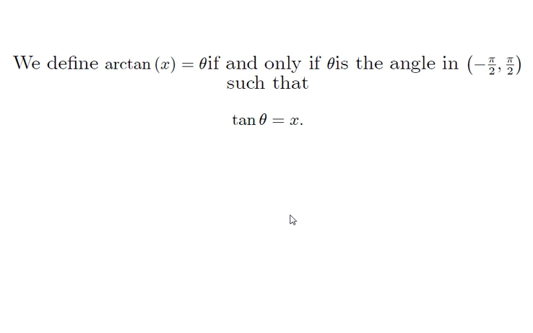So the inverse of the restricted tangent function is what is known as the arctangent function. So we define arctangent of x to be equal to the angle theta if and only if theta is an angle which is between negative pi over 2 and pi over 2, with the additional condition that tangent of theta is equal to x. Notice that it is really important for theta to be in the interval negative pi over 2 to pi over 2.